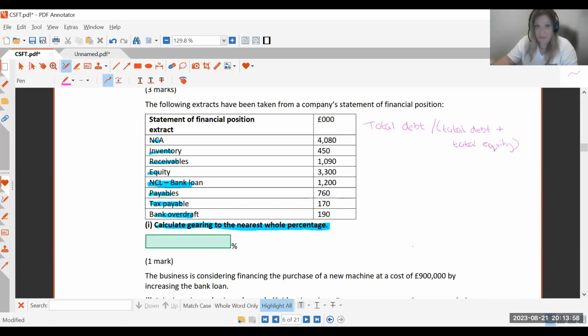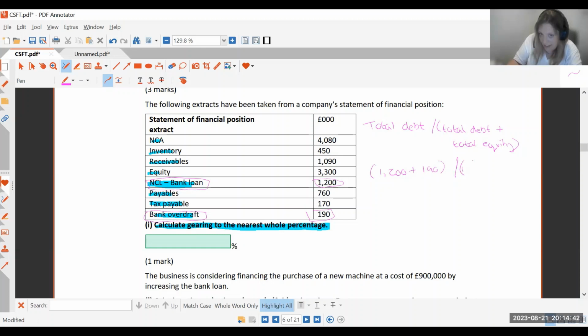So our total debt is going to be our bank loan. That's a debt of the business, and that's 1,200. And also our bank overdraft. So it's all our money we owe to the bank. There could be other debt on there, but those are 2 really common ones. It's debt. It's how much do we owe? So on our total debt side of the formula, we've got 1,200 plus 190. And we're dividing that by our total debt plus total equity. So we're dividing it again by 1,200.